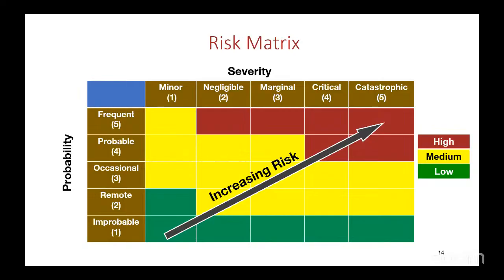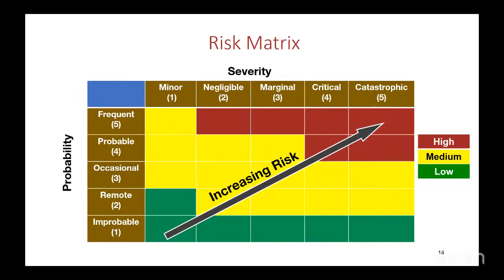Then if it happens, is it going to be minor? Is it going to be negligible? Is it going to be marginal? Is it going to be critical? Is it going to be catastrophic? So if it is negligible and it is frequent, then it is high risk. If it is marginal and it is frequent, it's also a high risk. But if the probability that it is going to occur is improbable, it may not likely occur.